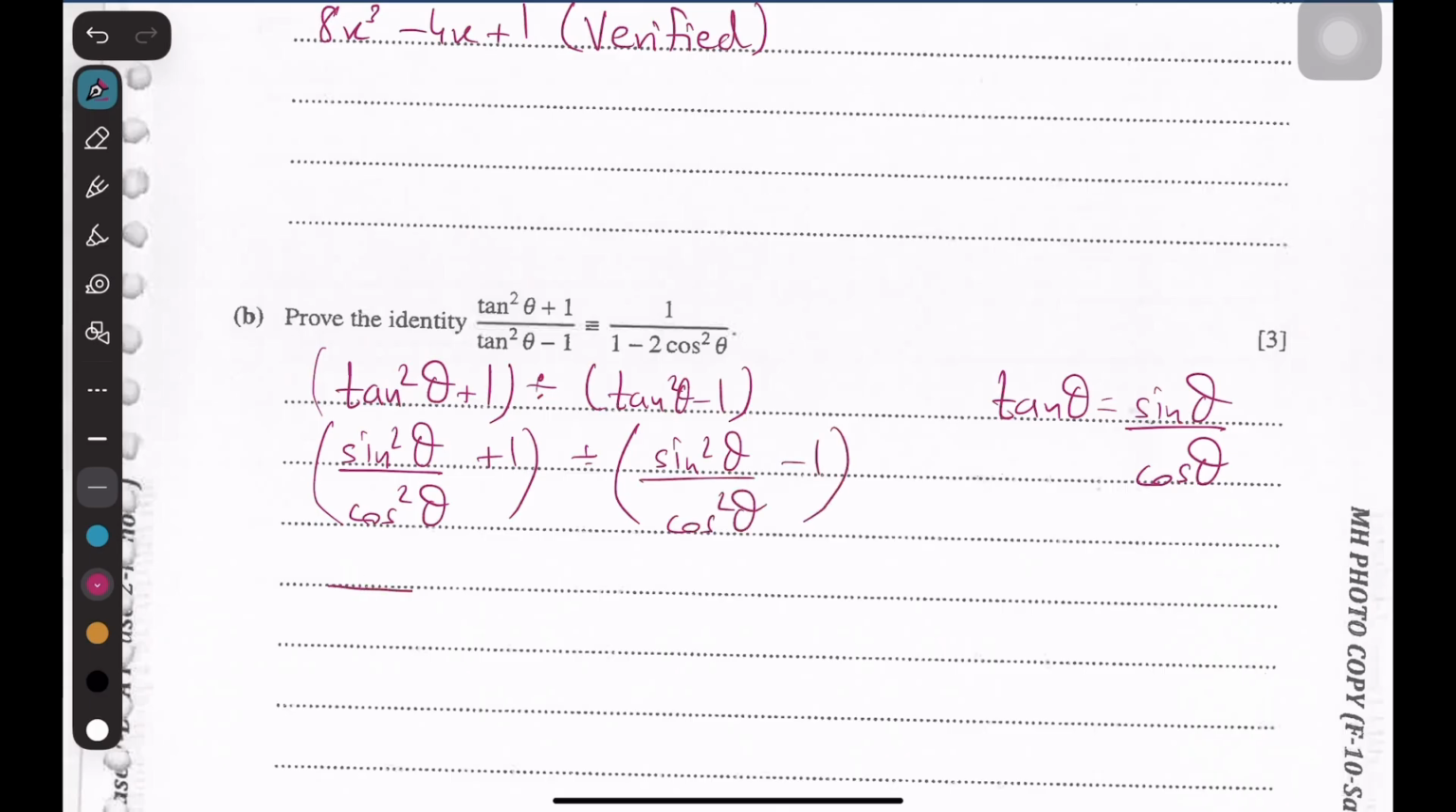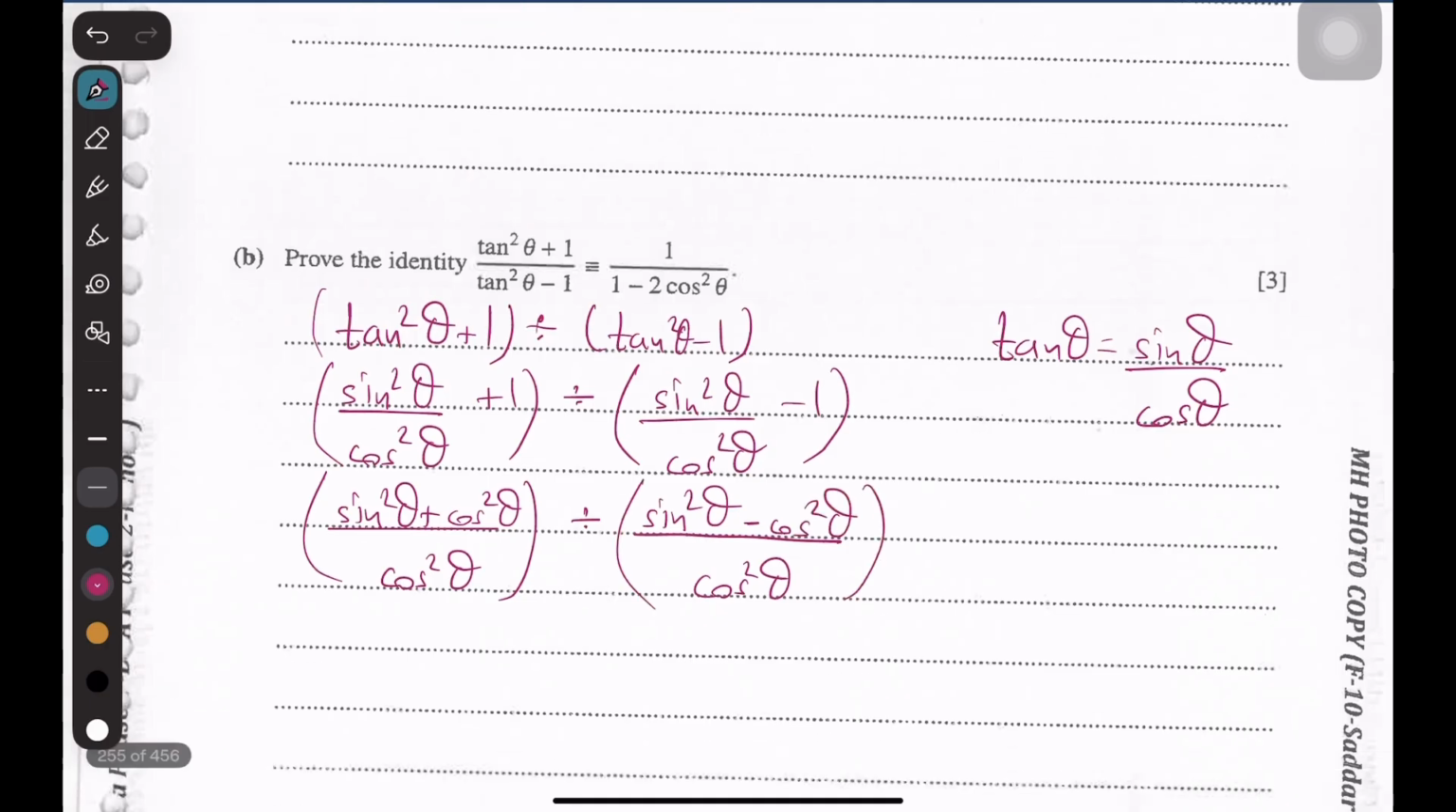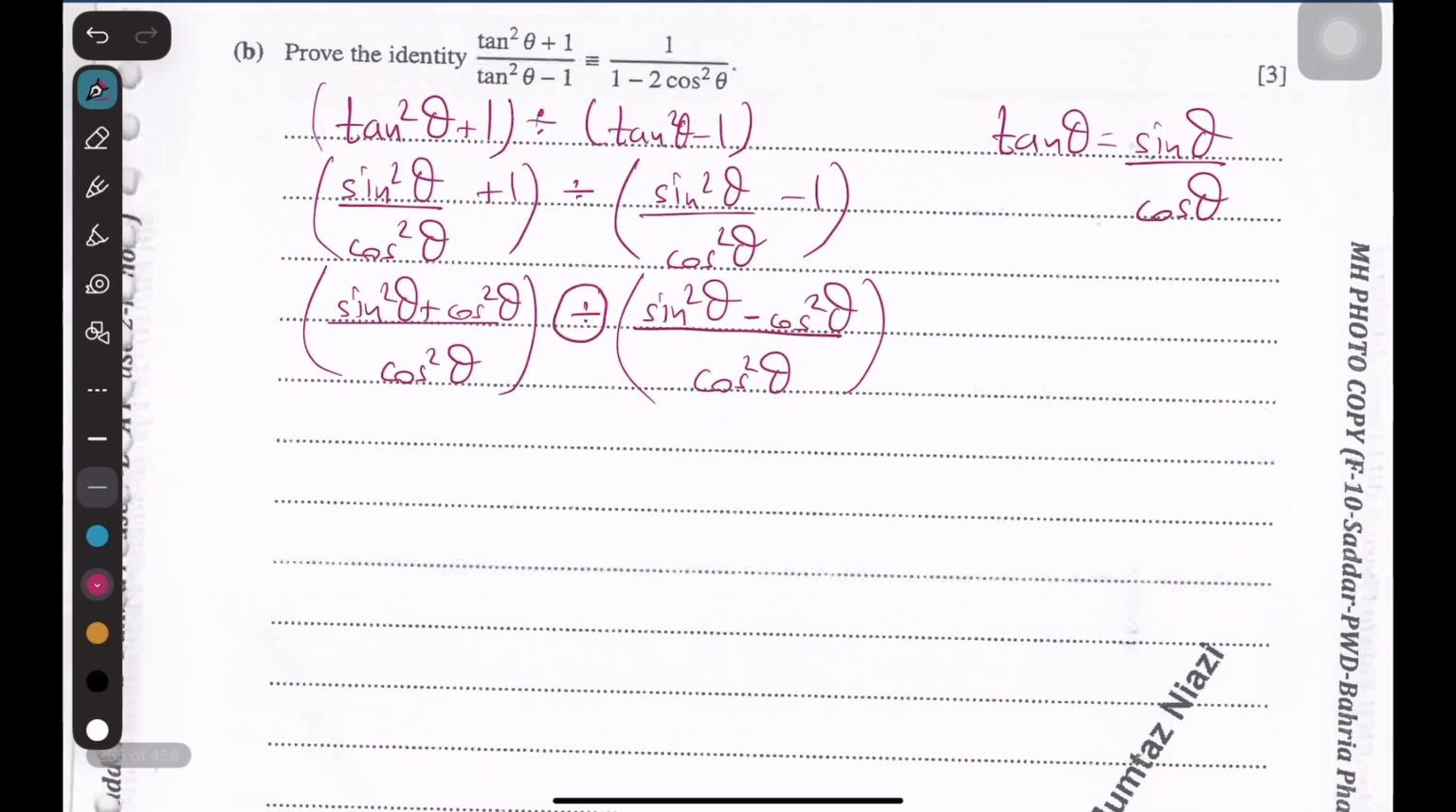Now let's combine these two into one fraction. So we'll have cos square theta as the denominator and sine square theta plus cos square theta in the numerator, divided by, this is a division, we have one fraction, so cos square theta in the denominator, and in the numerator we'll have sine square theta minus cos square theta. Okay, so if we want to convert this division to multiplication, we'll have to reciprocate the fraction after the sign.